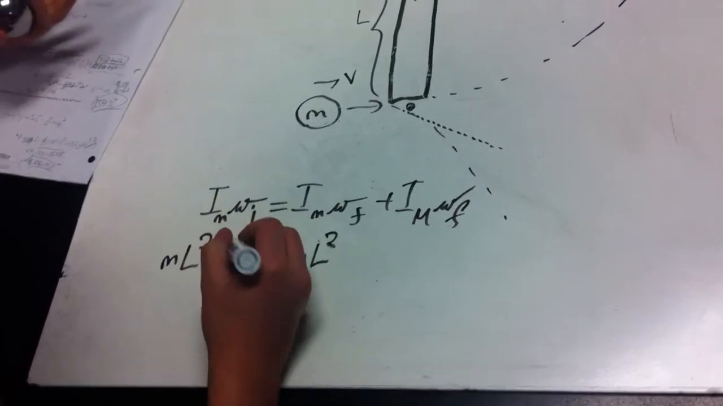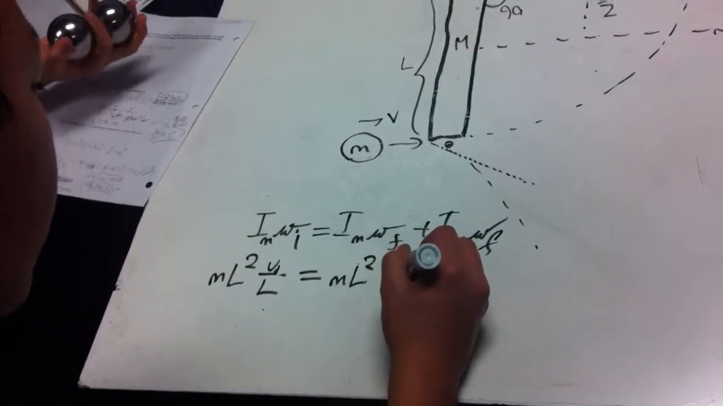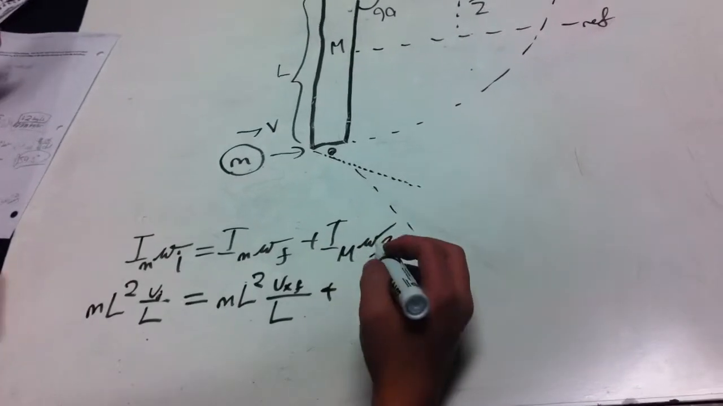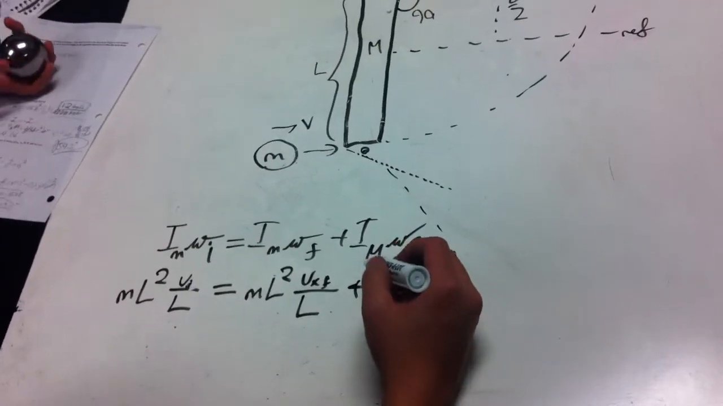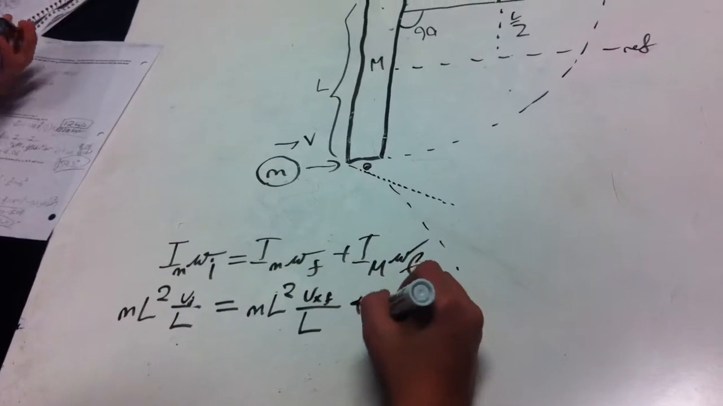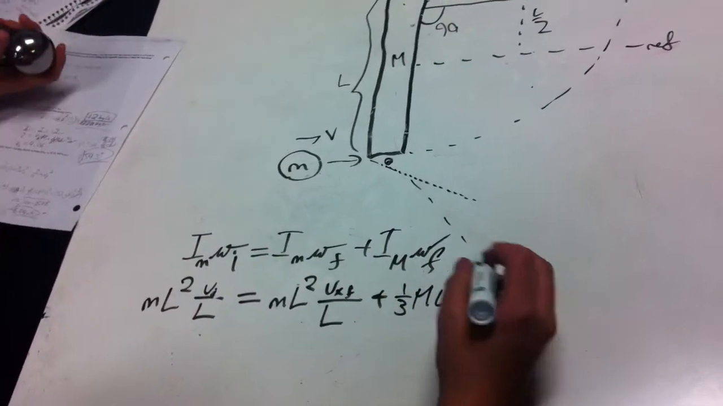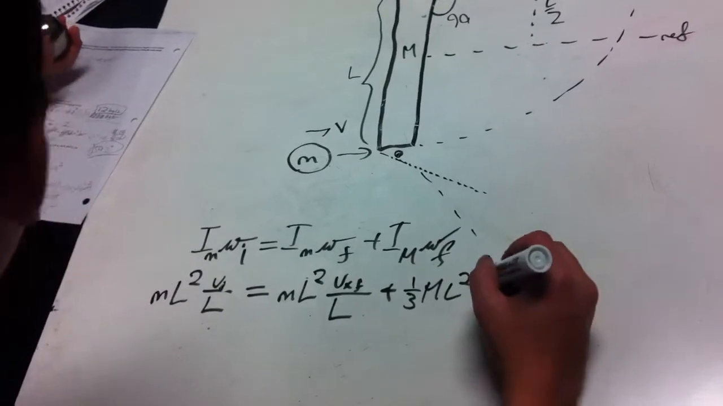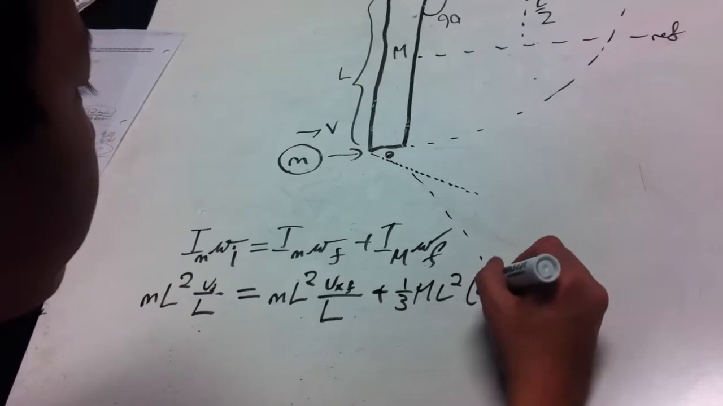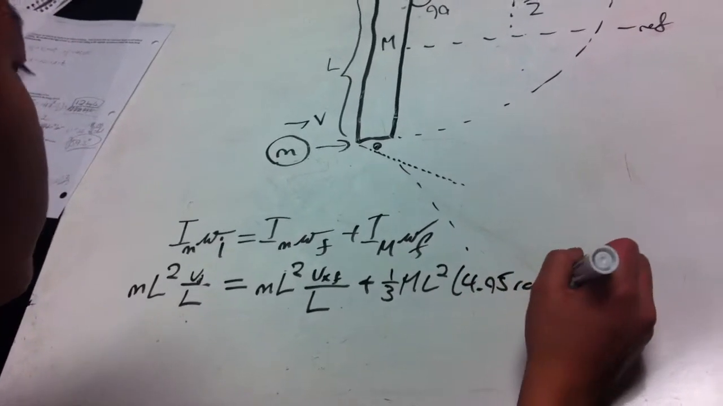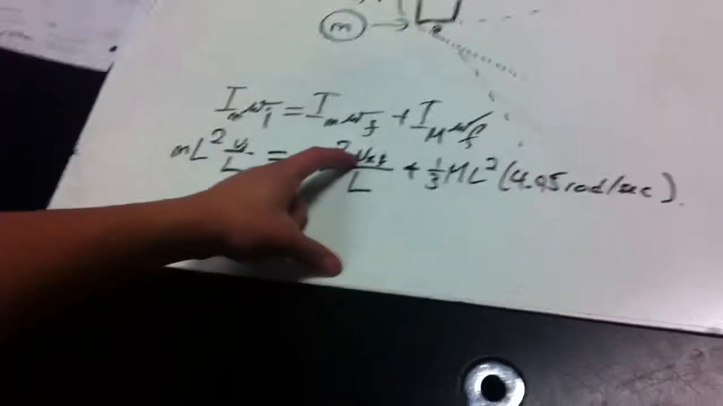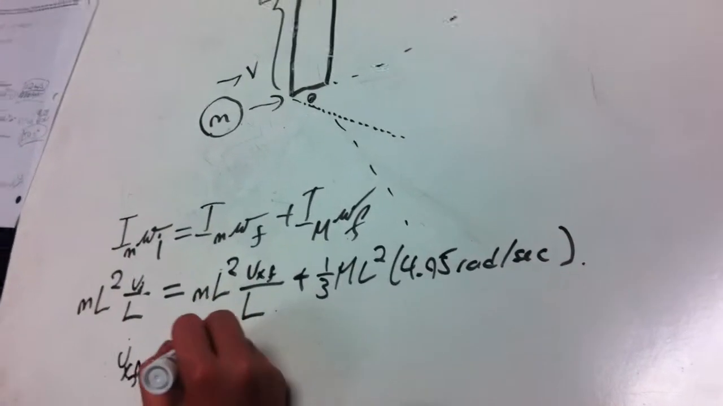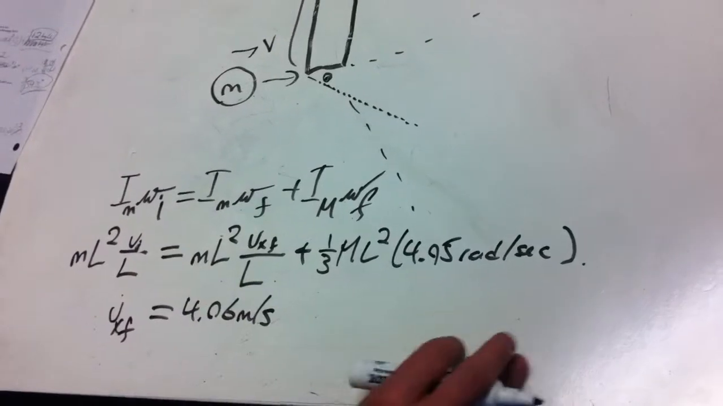is equal to mL squared, the initial, times v x final over L again, plus the moment of inertia for the rod, which is 1/3 mL squared, and then the angular velocity of that, actually found in part A, is 4.95 radians per second. Solving for v sub x final, we get 4.06 meters per second.